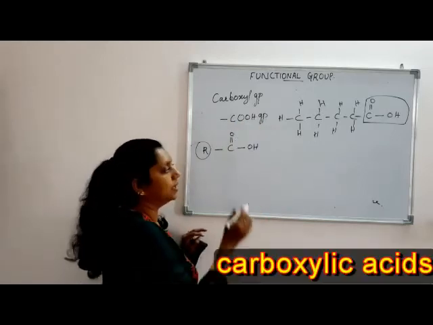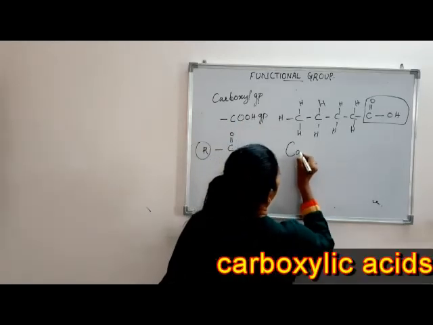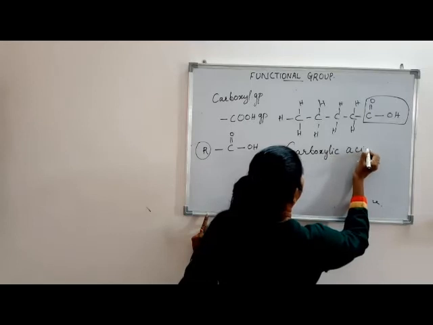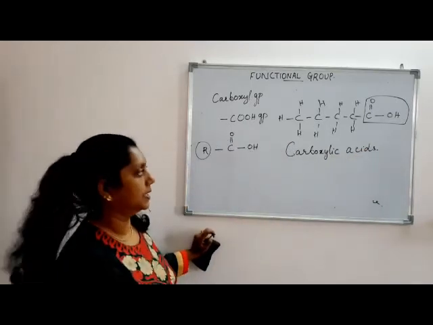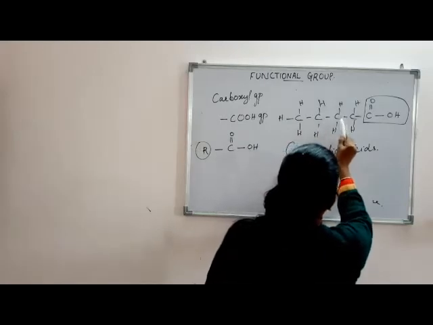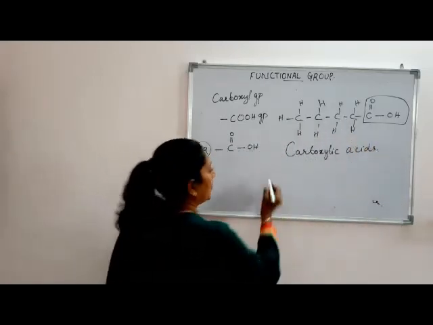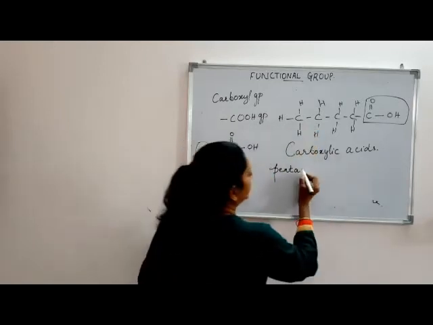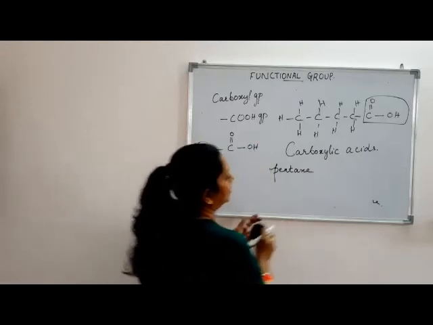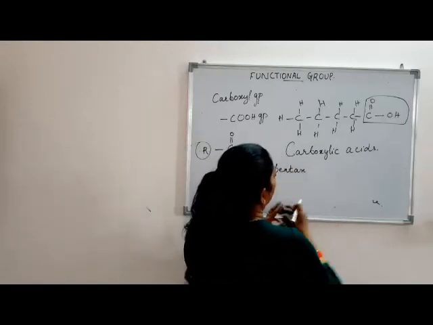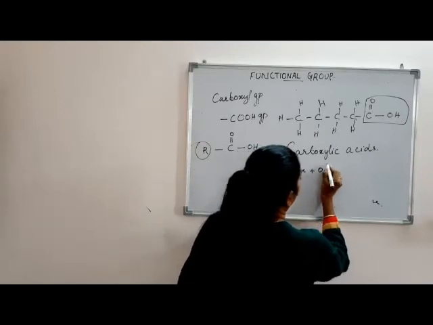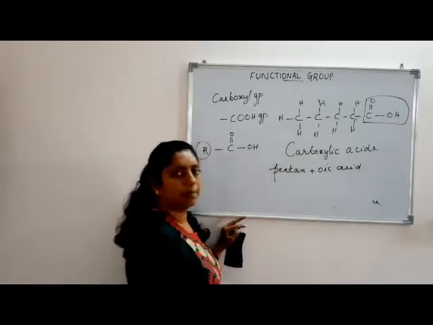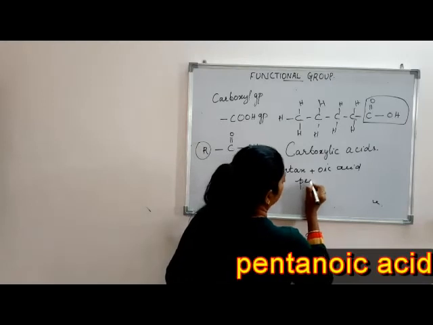And now the compound is called carboxylic acids. Okay, compound is called carboxylic acid. How many carbon atoms are here? 1, 2, 3, 4 and 5 carbon atoms. For 5 carbon atoms, the parent hydrocarbon, because it is single bond here, is pentane, and we are dropping this E and adding oic acid, OIC, oic acid. So we can name this compound as pentanoic acid.